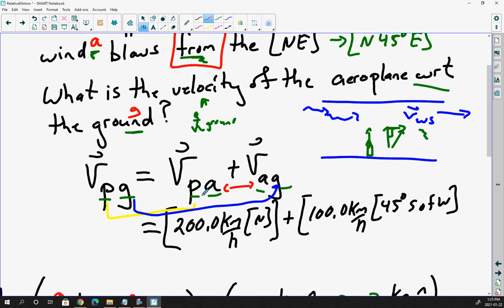Well, we have all of this information. The velocity of the plane with respect to the air: the pilot is pointing it north at 200 kilometers an hour. But there's a wind that's coming from the northeast at 100 kilometers an hour. Since it's coming from the northeast, it's actually 45 degrees south of west. If you think about it, here's east, here's north. If it's coming from the northeast, the wind is blowing in a direction which is southwest. So you've got to add these together.